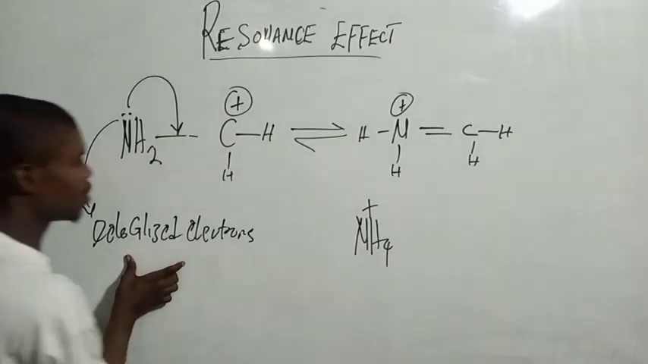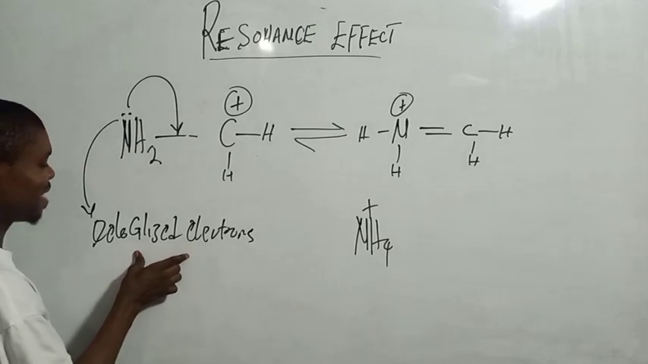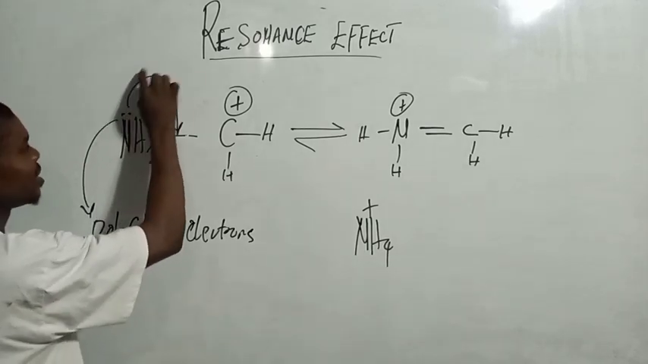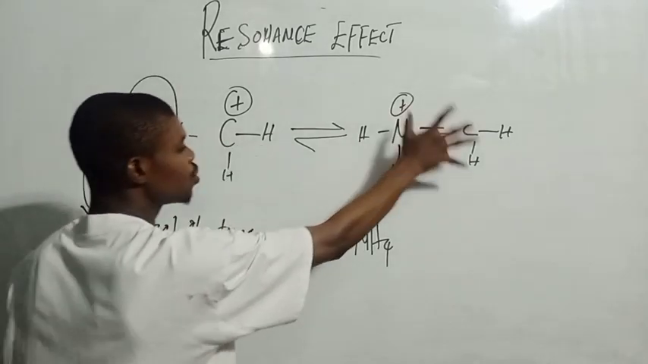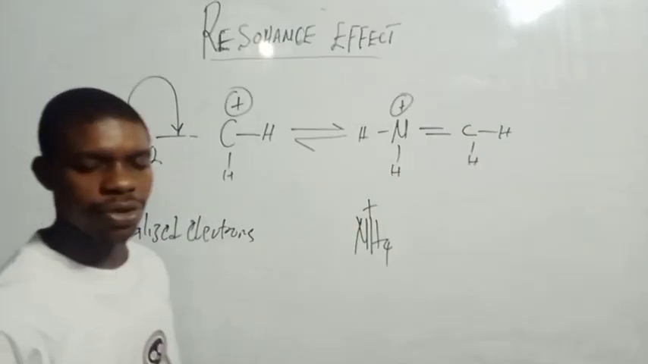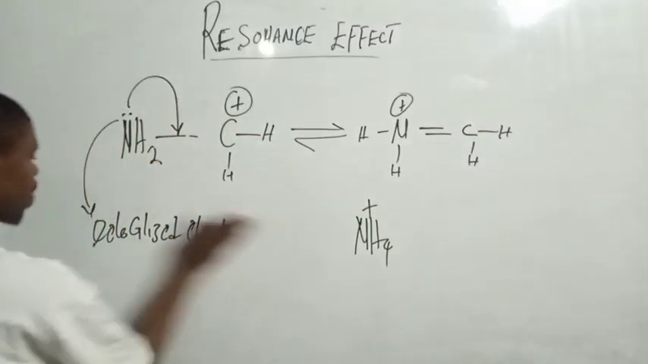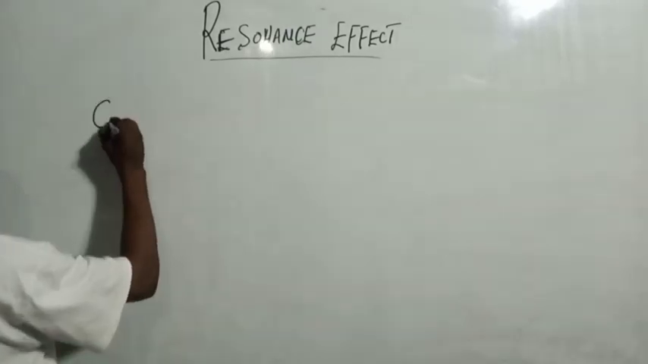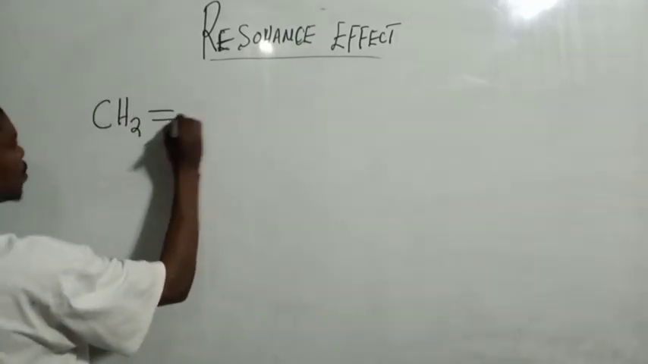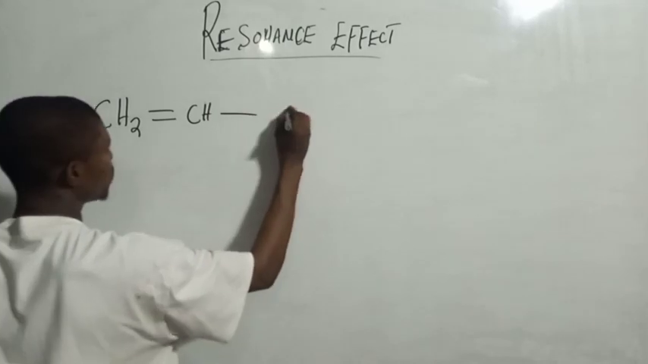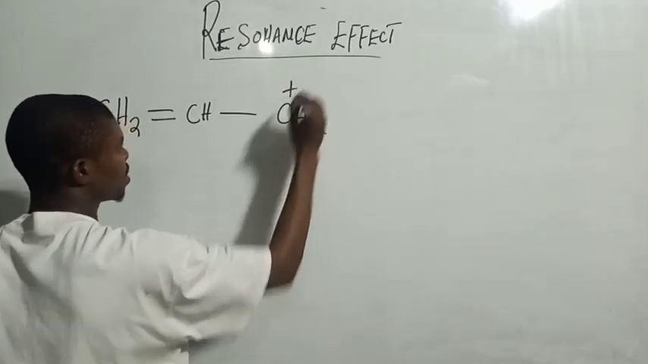This is the delocalized electron. Now the main reason why it's called delocalized electron is because you can actually redistribute it to form a double bond without altering the octet electron. Hope you understand. Let's look at another one. Here we have CH2 double bond CH. Here we have CH2 positive.